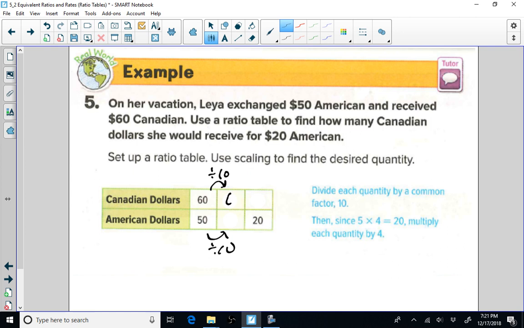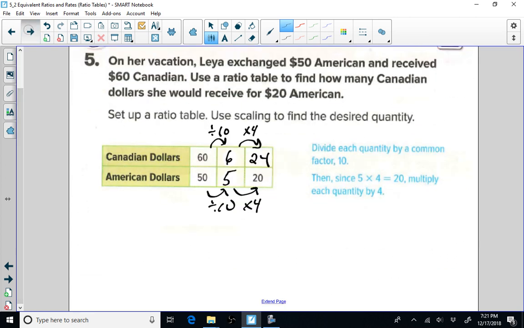60 divided by 10 is 6. 50 divided by 10 is 5. Then I want to multiply to go from 5 to 20. We'd have to multiply by 4. So first we scaled back by 10, and now we're scaling forward by 4. But if I multiply the bottom part of my ratio by 4, we'd have to multiply the top part of our ratio by 4 as well. 6 times 4 is 24. So we'd get about 24 Canadian dollars for 20 American dollars.